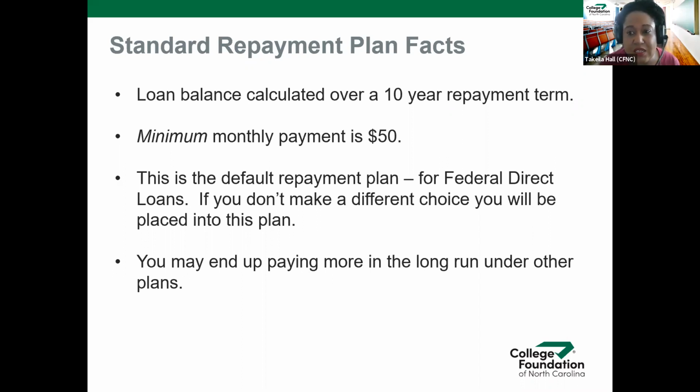So this is always the default repayment plan for federal direct loans. So if you don't make a different choice with your loan servicer, this is the payment plan that you will be on. So you may end up paying more in the long run under other payment plans. So we'll just talk a little bit about that in just a moment.